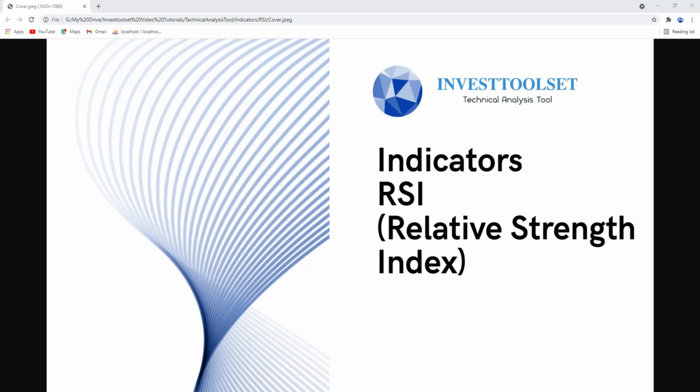In today's tutorial, we're going to introduce another technical analysis indicator, RSI. RSI stands for Relative Strength Index. We have already introduced a similar type of index, which is the Stochastic Oscillator. Both of them are momentum indicators, which are used by traders to measure overbought or oversold conditions.